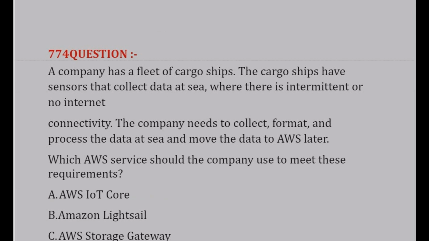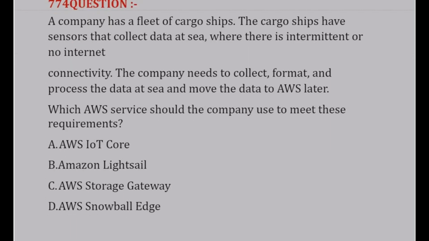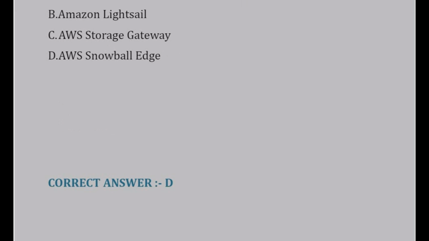Question is, a company has a fleet of cargo ships. The cargo ships have sensors that collect data at sea where there is intermittent or no internet connectivity. The company needs to collect, format, and process the data at sea and move the data to AWS later. Which AWS service should the company use to meet these requirements? Option A. AWS IoT Core. Option B. Amazon Lightsail. Option C. AWS Storage Gateway. Option D. AWS Snowball Edge. Correct answer is option D.